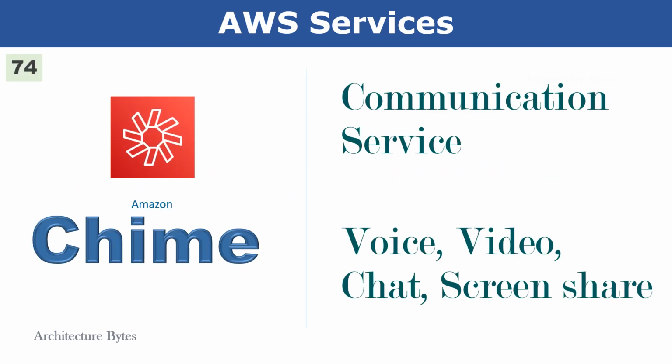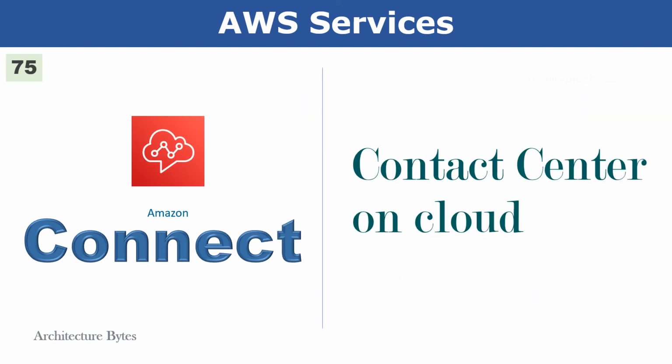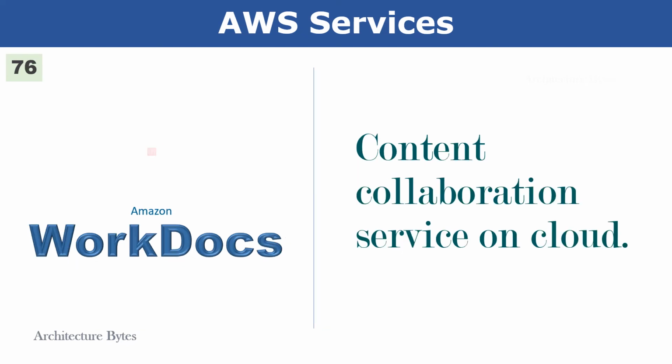Chime is a communication service for voice, video, chat, and screen sharing. It has common collaboration tools to conduct meetings without the need to manage the underlying infrastructure. Connect is a contact center on cloud. You can use it to provide voice and chat support to your customers. It supports routing, queuing, IVR automation, chatbots, and analytics.